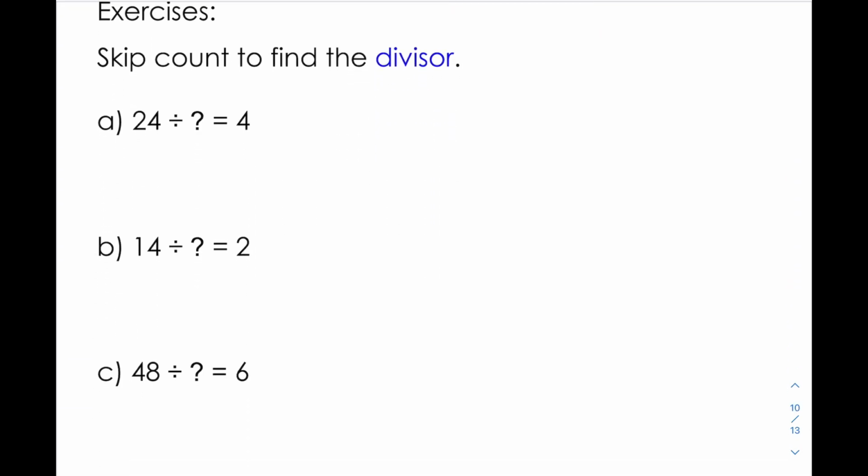All right, try to find these missing divisors. Come back when you're ready. 24 divided by 6 is 4. 14 divided by 7 is 2. And 48 divided by 8 is 6.